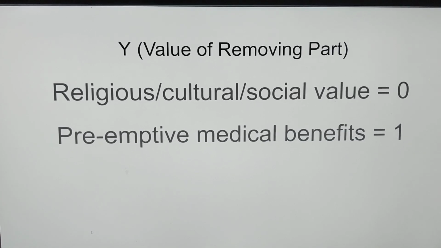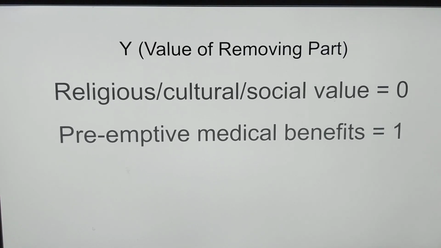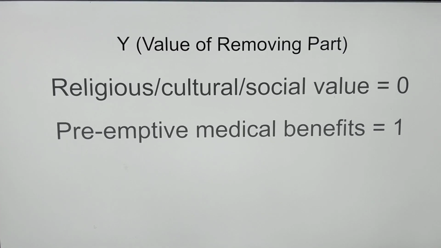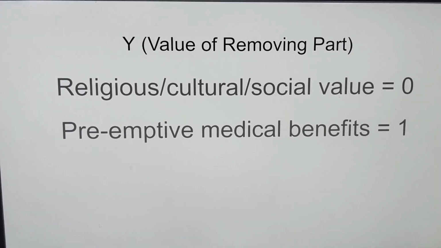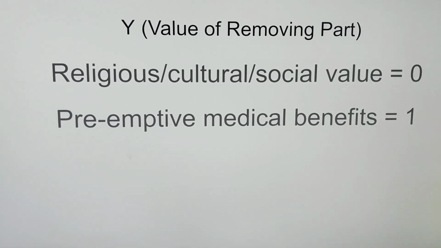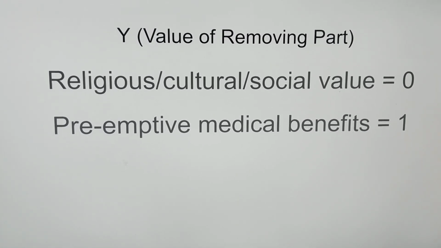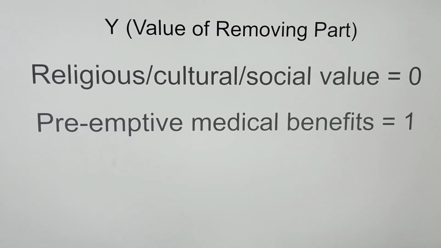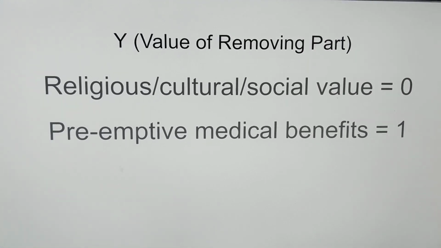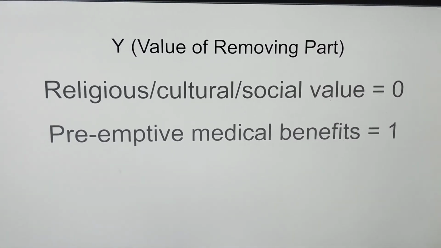Okay, preemptive medical benefits. I actually gave it a 1. A lot of people say there's no value at all, particularly in the genital autonomy realm. And there are others that give it a much, much higher number. They might even give that over 7. Or if you combine the religious and the preemptive medical benefits, maybe they'll add up over 7.